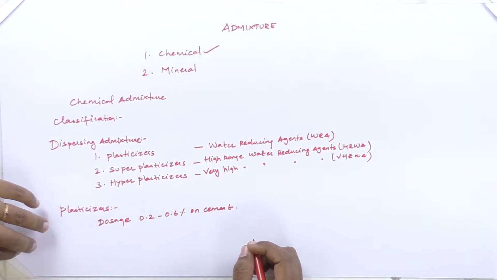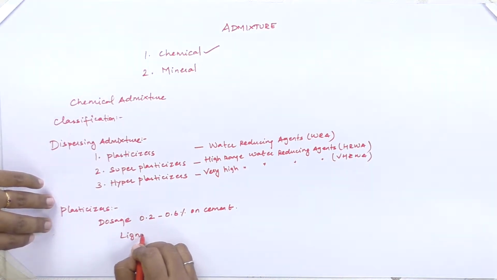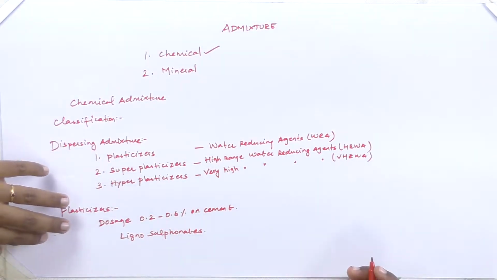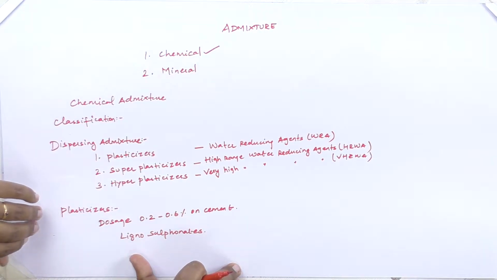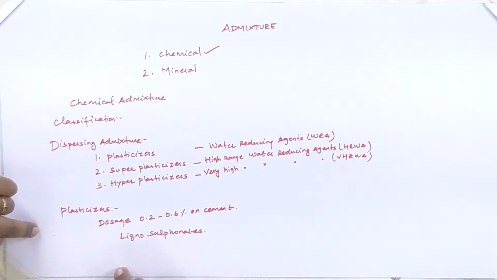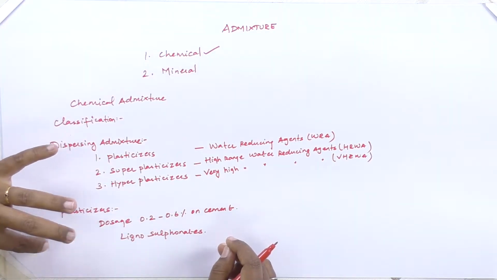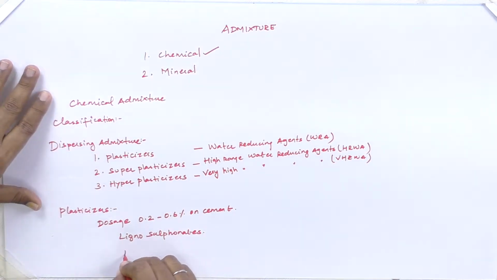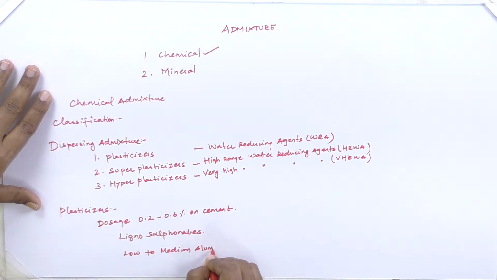These plasticizers are mainly of lignosulfonates. This lignosulfonate is mainly used in plasticizers, and this plasticizer is applicable for low to medium slump concrete. Another term, slump, we'll be discussing later. These all come under the term workability.